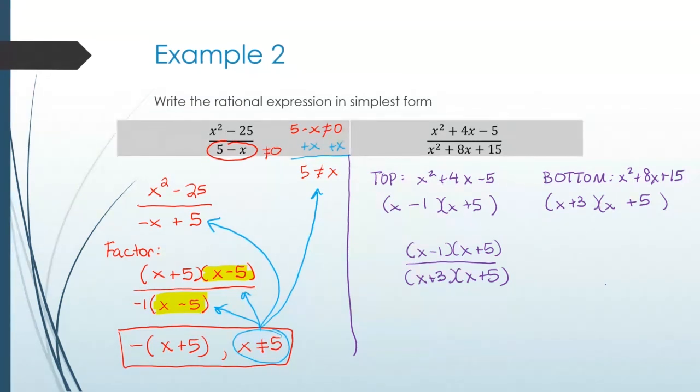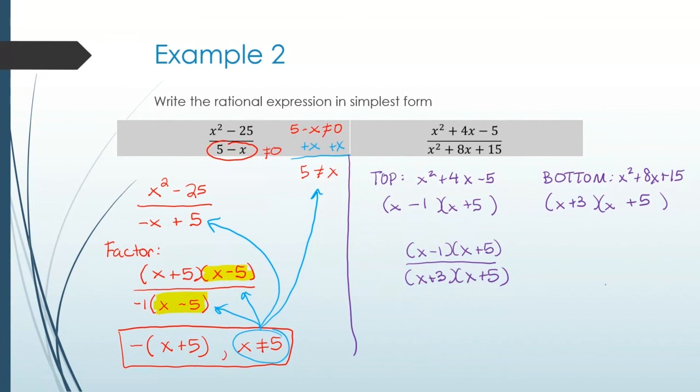Now, if you're wondering why I didn't do the domain, like I started with the first one, it's because you can't really figure out the domain until you've factored. So the top, it was easy enough to figure out the domain because 5 minus x, it's easy to figure out what number makes that 0. But if you're looking at x squared plus 8x plus 15, figuring out what number makes that 0 is a lot harder to do mentally. And so you want to factor.